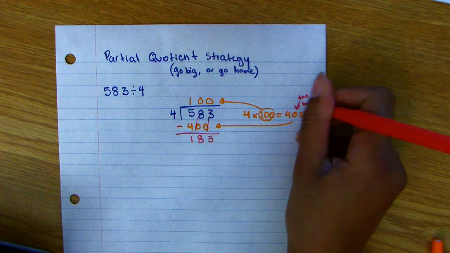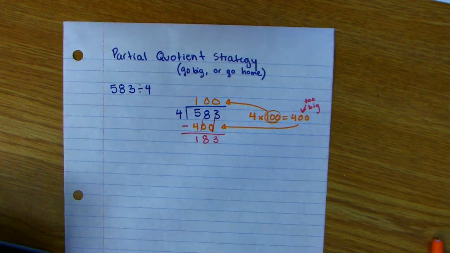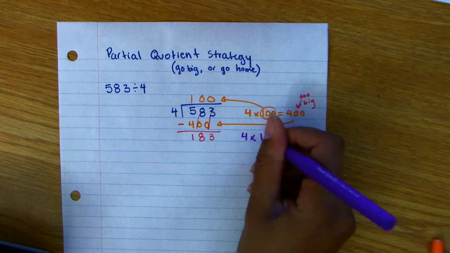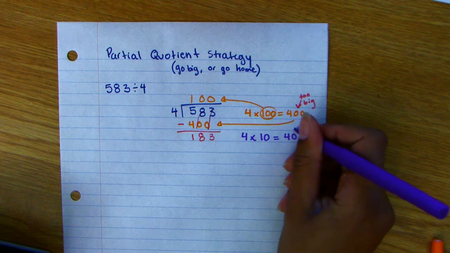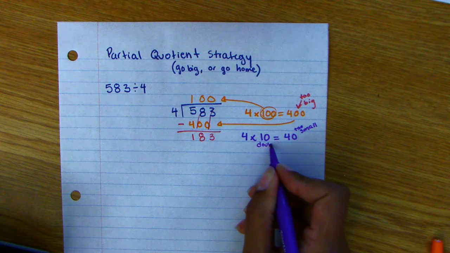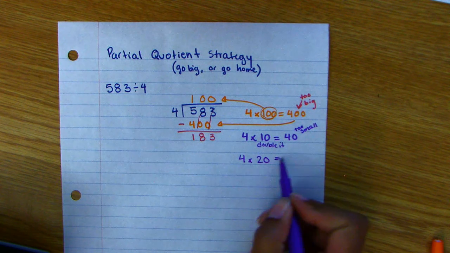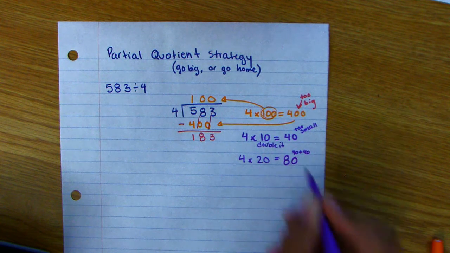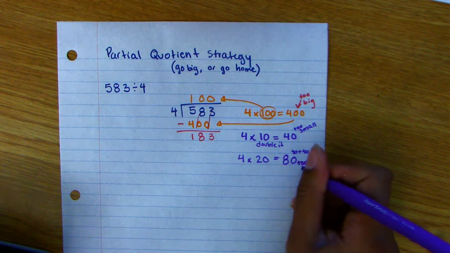So I know that 400 is too big to divide into 183. It's more than 183. I need to come up with some better numbers that I could multiply 4 by to be under 183. So 40 is too small. Let's double that 10, which will also be doubling that 40. So I'll have 4 times 20 equals 80, because 40 plus 40 is 80. 80 is still a little too small.